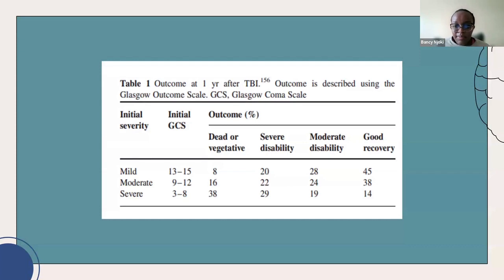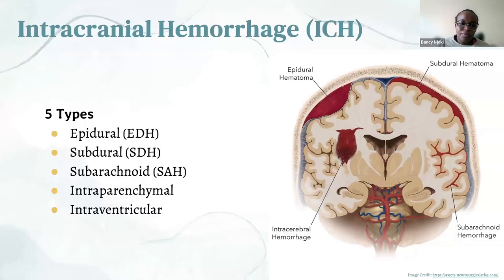So those who had mild TBI had good recovery, about 45% of them, while you can see in the severe cases, the high majority of them were in the dead or vegetative state. So I think this is just to highlight the impact TBI has on patients, even after treatment. So there's obviously many kinds of traumatic, yeah.